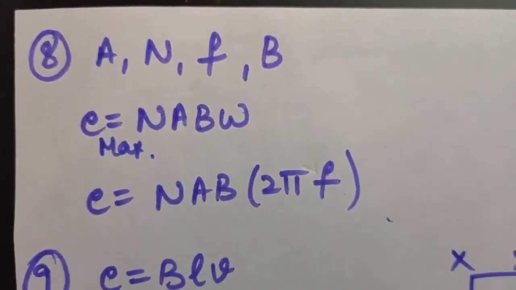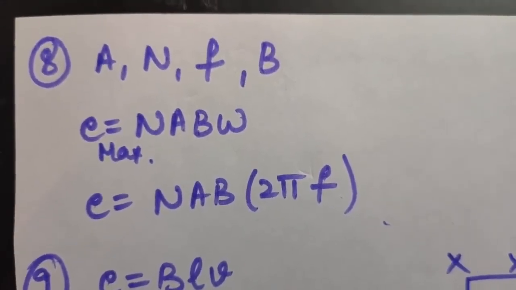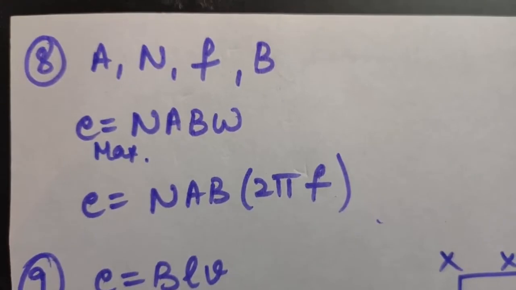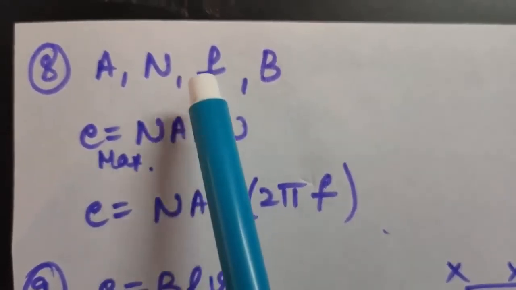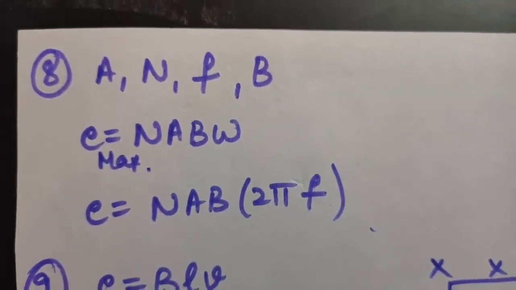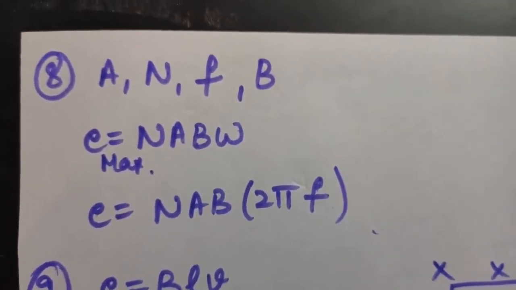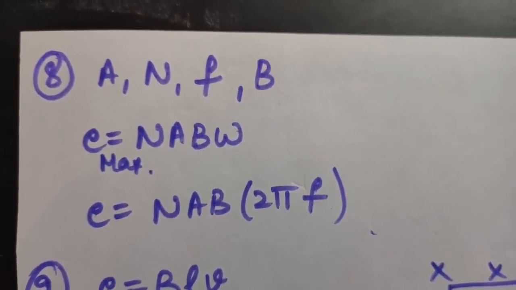It says a rectangular coil of area A having number of turns N is rotated at f revolutions per second. That means small f is nothing but frequency. In a uniform magnetic field B, the field being perpendicular to the coil. Prove that the maximum induced EMF in the coil is 2 pi f NAB.